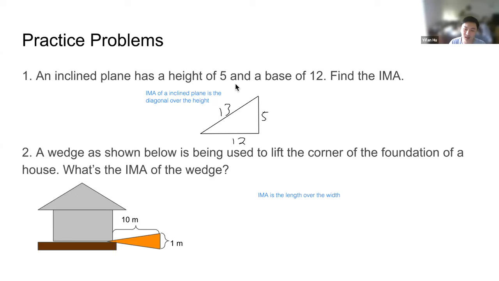Okay, I've been getting a lot of correct answers. So the IMA of the inclined plane would be 13 over 5, because the IMA is the diagonal over the height, and with the Pythagorean theorem, you can find the diagonal to be 13. And the IMA of this wedge is just the length over the width, which is 10 over 1, which is 10.